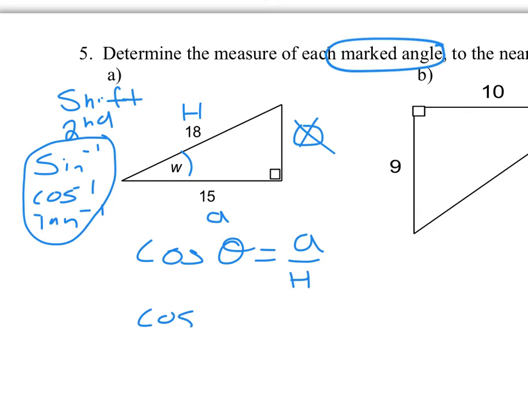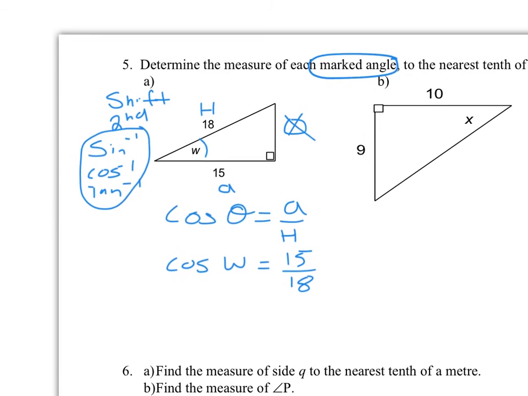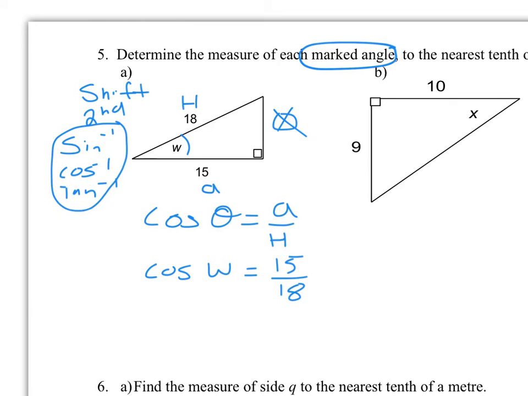Now, you don't know what the cos theta is. So you're trying to find out that angle. So I can't fill it in with some angle that I don't know. I have to fill in what I know. And all I know is that A is a 15 and H is 18. And now we're going to activate that cos second function button on our calculator.